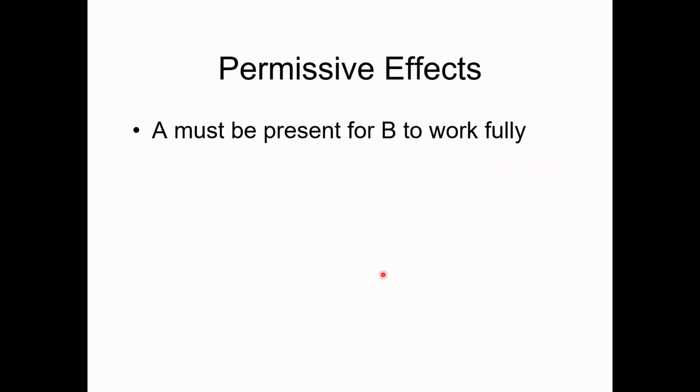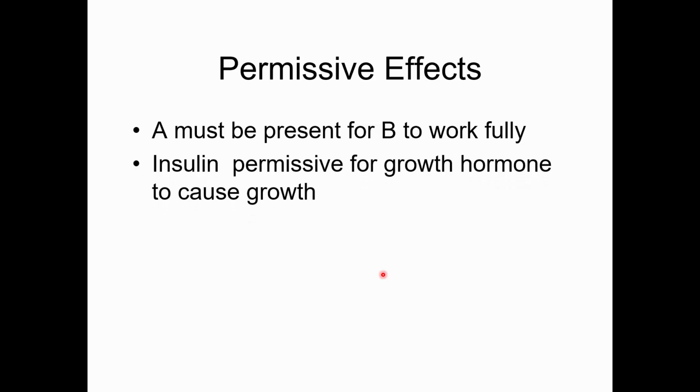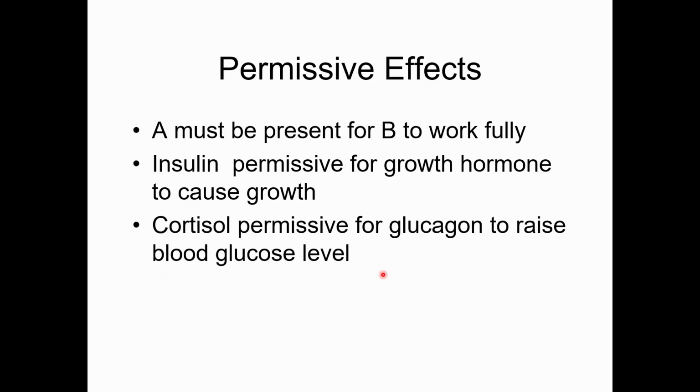So what does it mean to be permissive? Hormone B is doing the job, but hormone A must be present for B to do its full job. So insulin is permissive for growth hormone to cause growth. Growth hormone is what's making you grow, but insulin needs to be present for growth hormone to do its full job. Cortisol is permissive for glucagon to raise blood glucose level. Glucagon increases your blood glucose level, but it does a better job if cortisol is present.